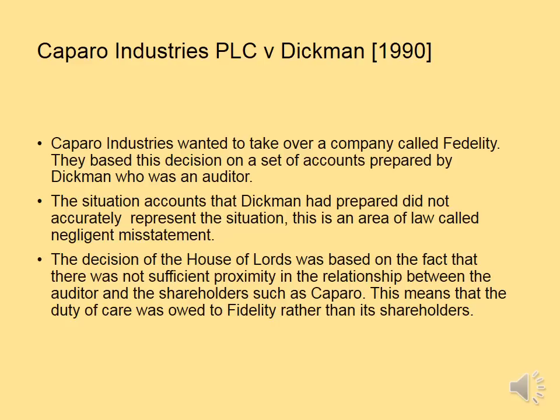So the facts of the case: Caparo wanted to take over a company called Fidelity. And Caparo based this decision on a set of accounts which was prepared by Dickman, who was an auditor. So Dickman's job was to have a look at Fidelity and prepare a set of accounts to give to shareholders and to other interested parties, which gave an indication as to how well Fidelity was doing as a company.